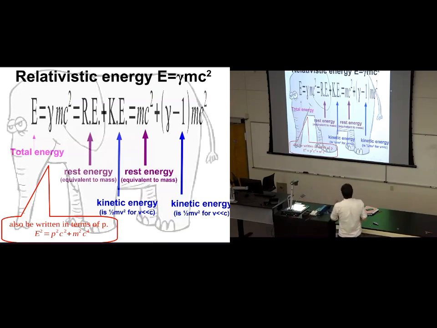Okay, so rest energy for everyday objects is huge, and then there's kinetic energy. The weird thing about the kinetic energy, I think, when you're faced with this equation, gamma minus 1 mc squared.